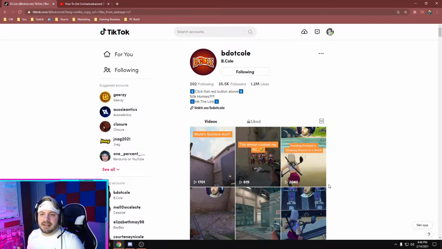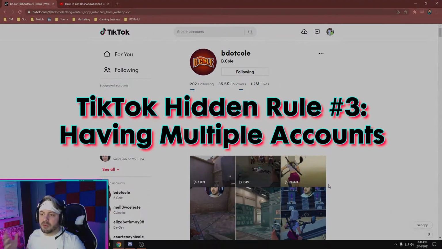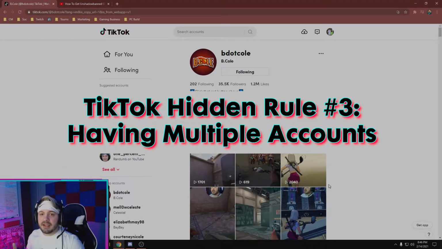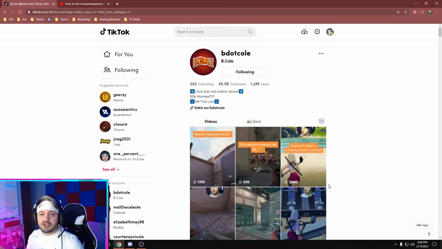Rule number 3. Now this hidden rule is a little less unknown, and a lot of people actually are committing this violation and they don't even realize it. And that's having multiple accounts or having an alternative account. Now technically you can have multiple accounts and it will not hurt your main account whatsoever. But if you use that alt account to engage with your main account, it can actually hurt your views.